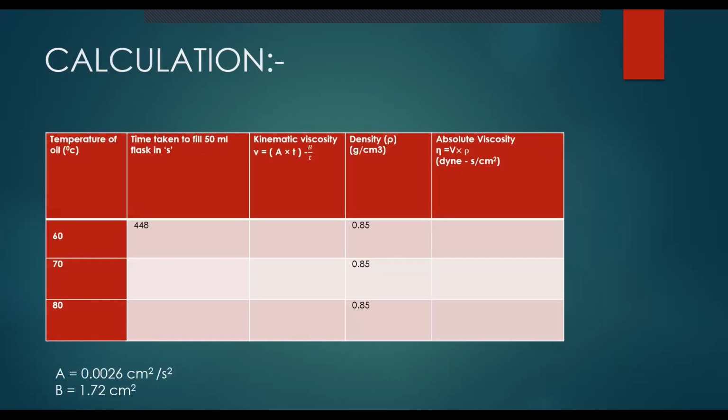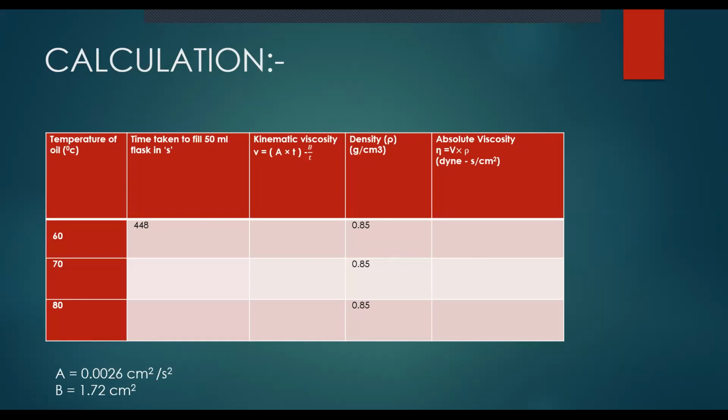So this is a calculation table, right? Your table in your lab sheet. You can look later, right? This is what you have to do for the lab report, right? This is a calculation table.